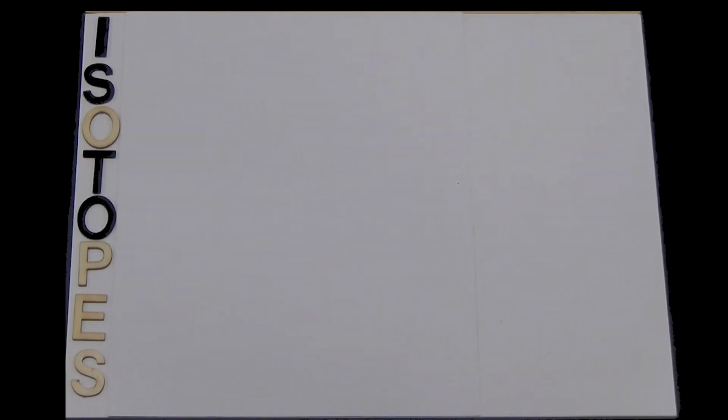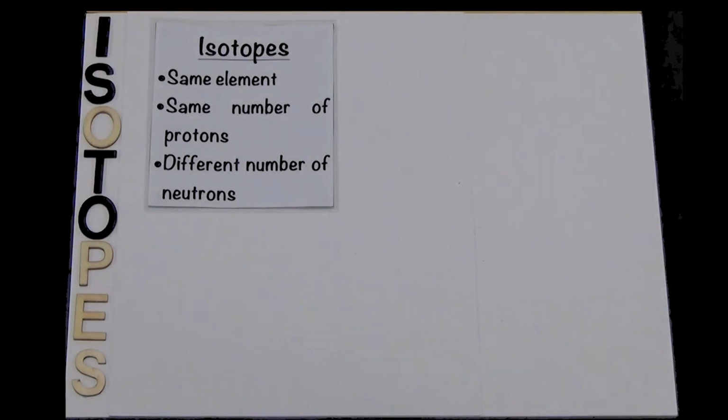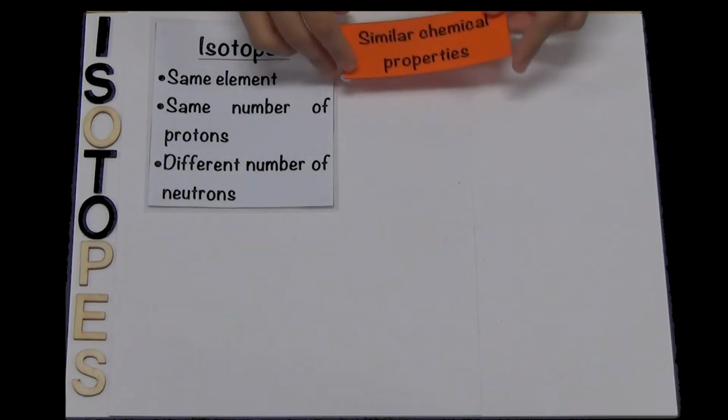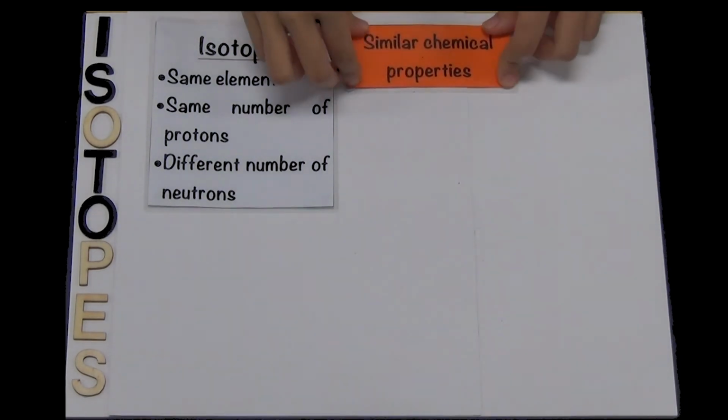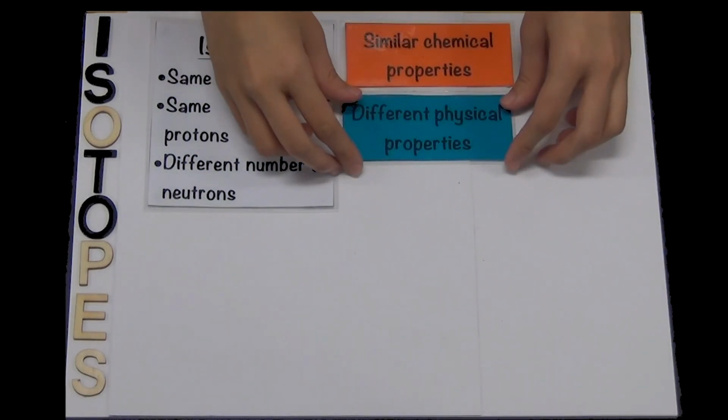In today's lesson, you have learned that isotopes are atoms of the same element with the same number of protons but different number of neutrons. Isotopes have similar chemical properties but different physical properties.